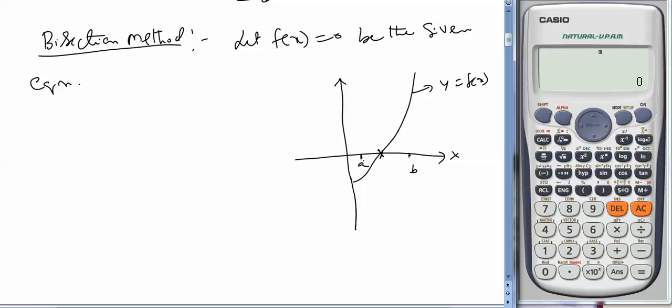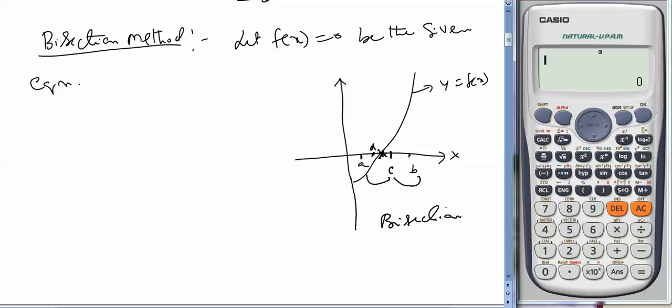Now the bisection of these two points is nothing but the midpoint, say C. Now observe whether the point of intersection lies from A to C or from C to B. Here the required root lies between A and C. Now take the midpoint of A and C, say D. Again take the midpoint of these two, and finally we reach our required root. This is nothing but the bisection method.